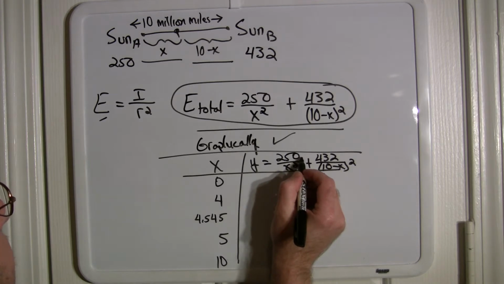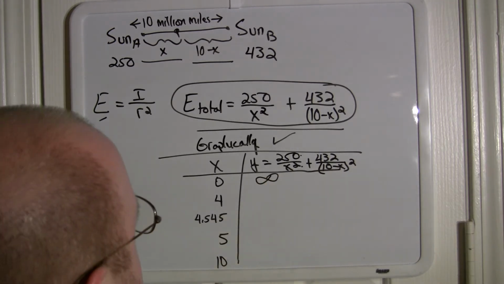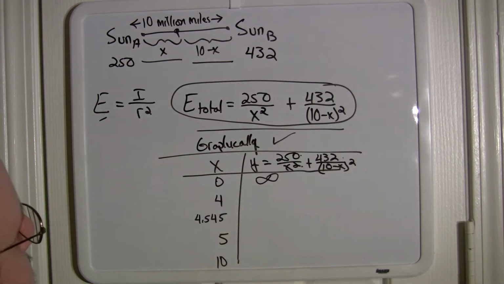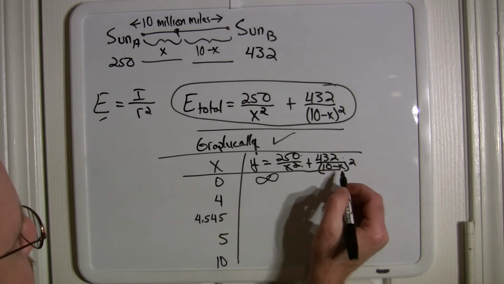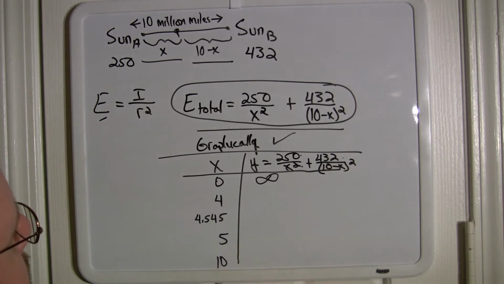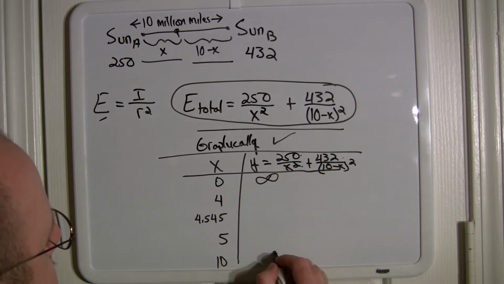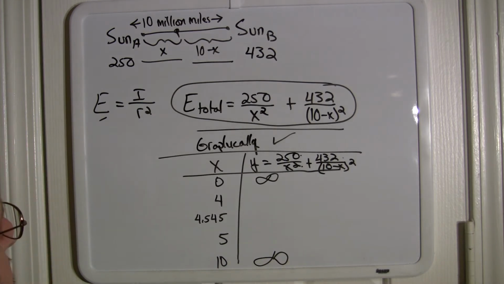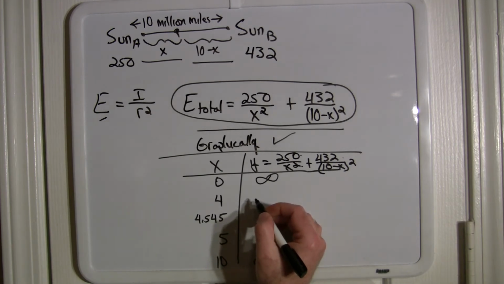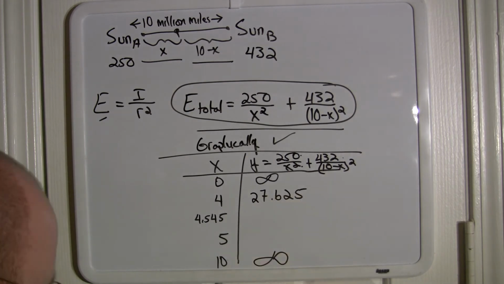But what we can see from this is that it's a very large number over a very small number. And when you have that, you have infinity. Infinity plus any number is still infinity. The same thing occurs when you plug 10 in, except it occurs on this side, where you'll have 432 over 0 squared. Again, it will be a number plus infinity, which equals infinity. Now, if I plug in 4, I end up with 27.625. You'll have to believe me on that.